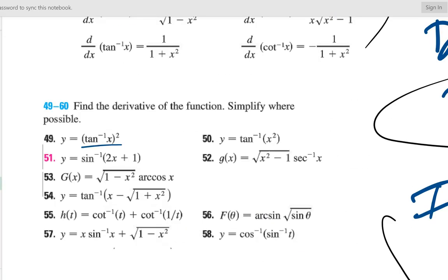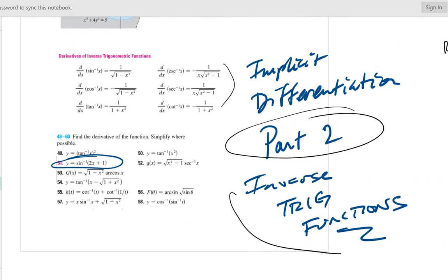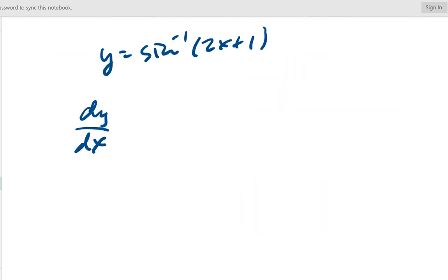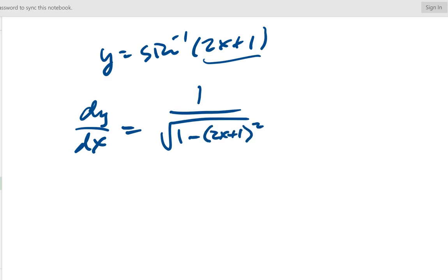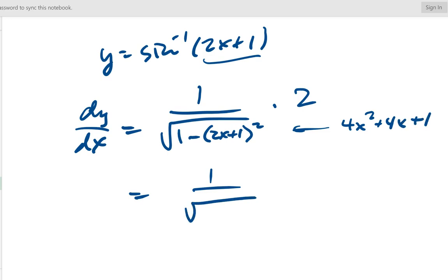How about, let's do this one here, inverse sine of 2x plus 1. So then dy/dx is going to be 1 over the square root of 1 minus, now this 2x plus 1 is serving as x, so that's the quantity 2x plus 1 squared, times the derivative of that, which was just 2. So if you clean this up, 2x plus 1 quantity squared is 4x squared plus 4x plus 1. The ones will cancel and we'll get the square root of 4x squared plus 4x.